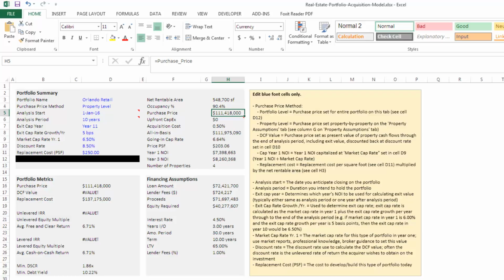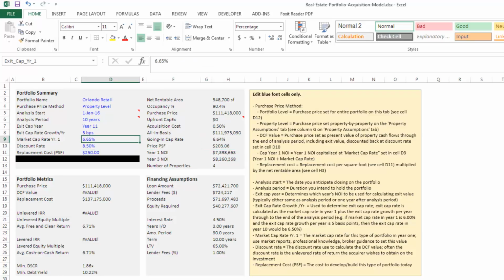This is our purchase price based on the prices that I put in for each property. We have no upfront CapEx. This is our acquisition cost. This is our all-in basis, which is our purchase price plus the acquisition cost. I have a going-in cap rate, which is our year 1 NOI right here, divided by our purchase price. That's the 6.64. So over here on the market cap rate, I'm going to go ahead and drop in 6.65.